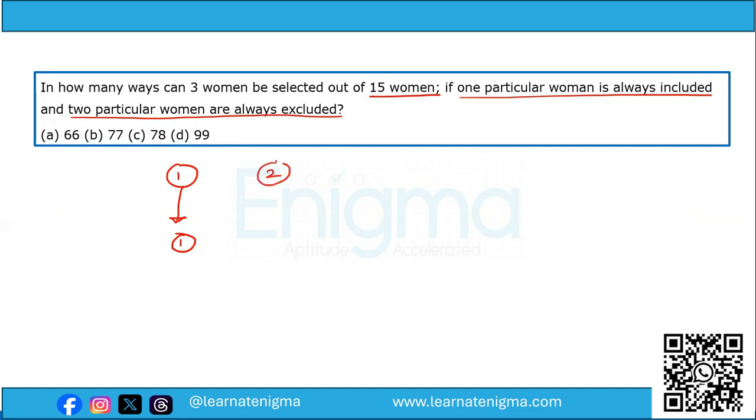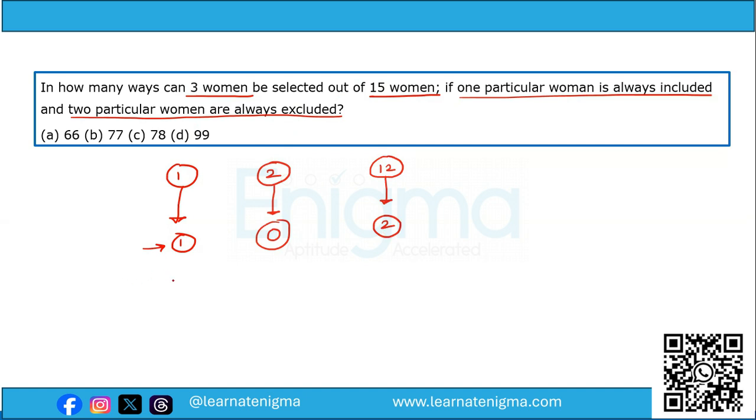So there are two other women out of whom we are going to select 0. So 1 plus 2, 3 are gone. 15 women are total there, so 15 minus 3, that is 12 women are still remaining. Now we have to select in total 3 women. Only one woman has been selected till now. So therefore we have to select 2 women from the remaining 12 women.